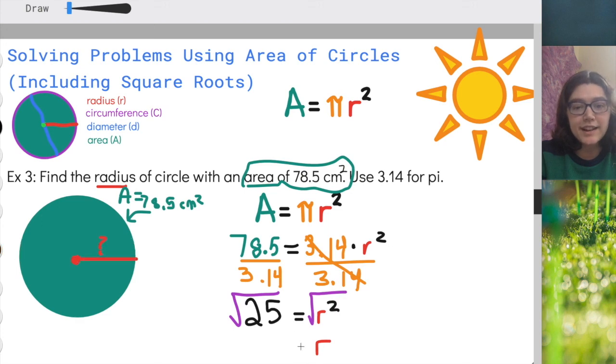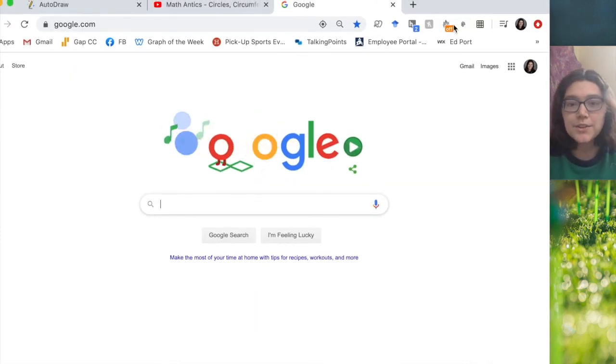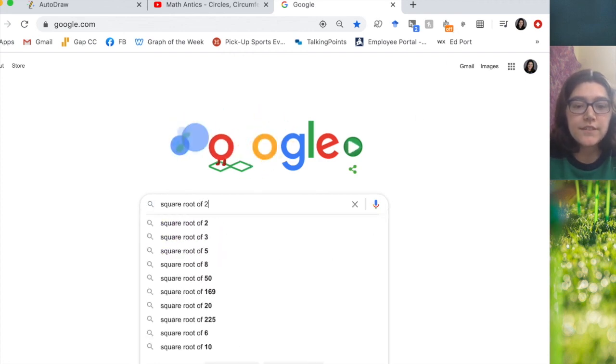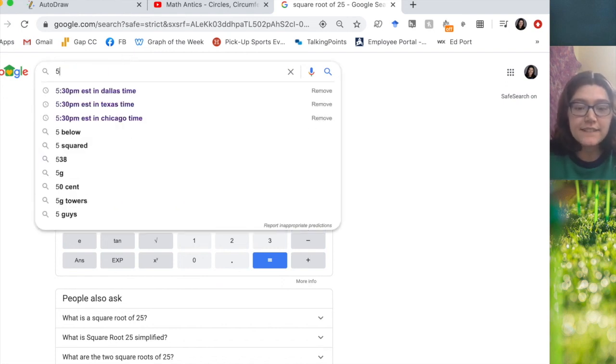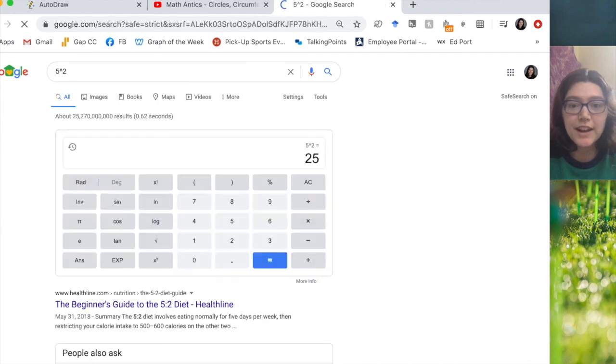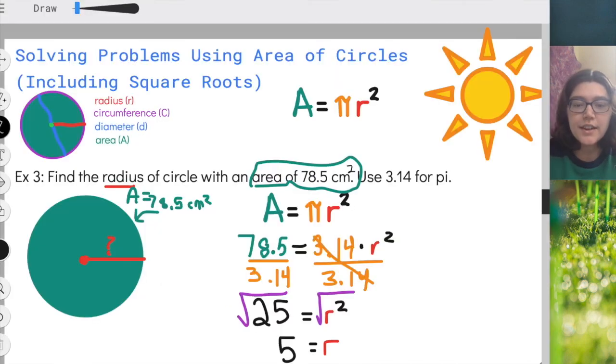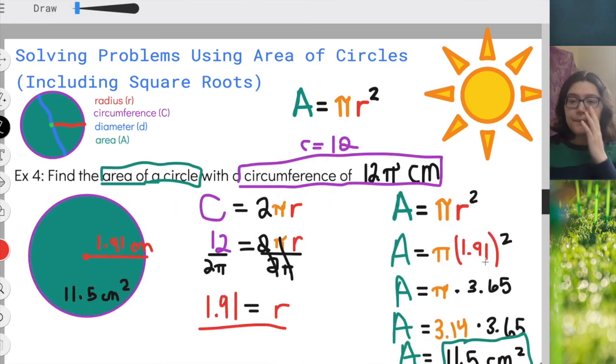Okay, and then on the left-hand side, we have to take the square root of 25, which, as I already said, is 5. So if you have a calculator, or you could just go to Google, which is a calculator, you could type in square root of 25. And when you do that, it's going to tell you 5, right? So that's my answer. And again, the reason that is the case is because 5 to the power of 2, or 5 squared, is equal to 25. Thus, we get r equals 5. The length of my radius is 5 centimeters. Great job, everyone.